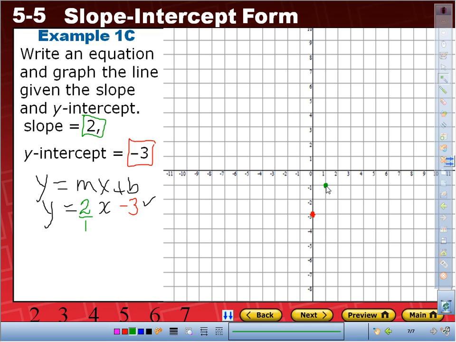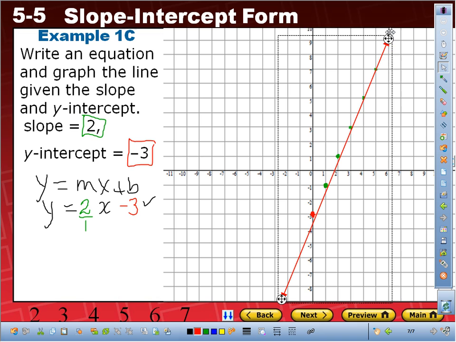I do it again from this point. 1, 2, and 1 to the right. I'll do it again. 1, 2, 1 to the right. And if I continue, 1, 2, 1 to the right, and so on. And then from there, last step, we graph our line, nice and straight.